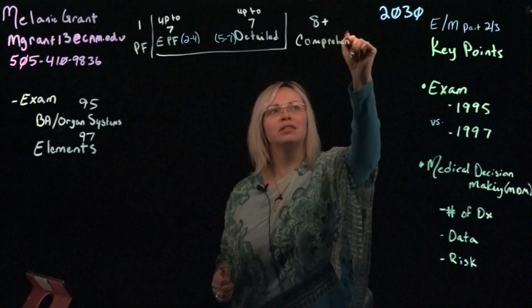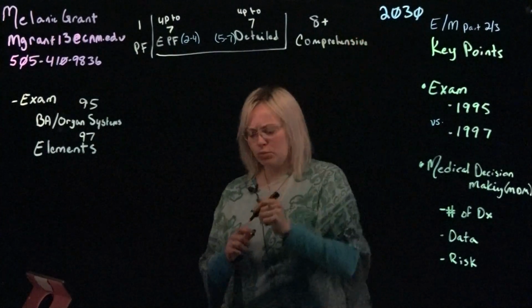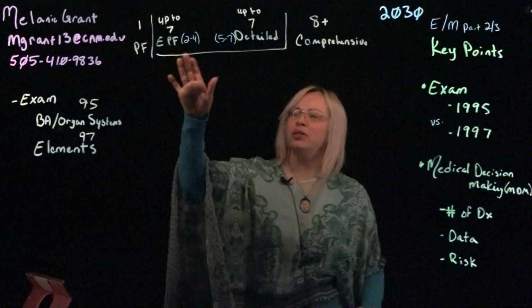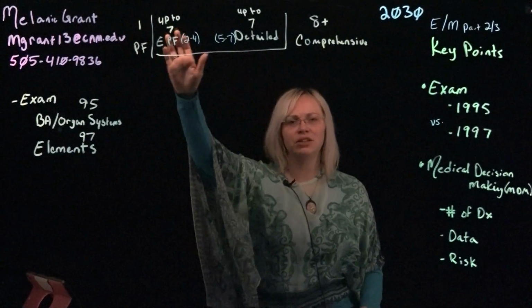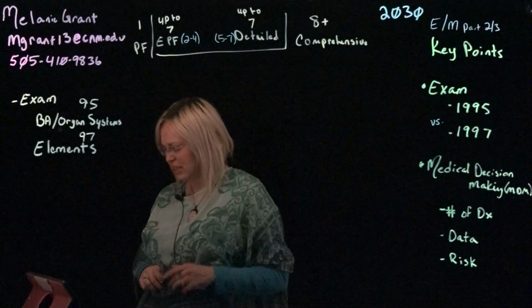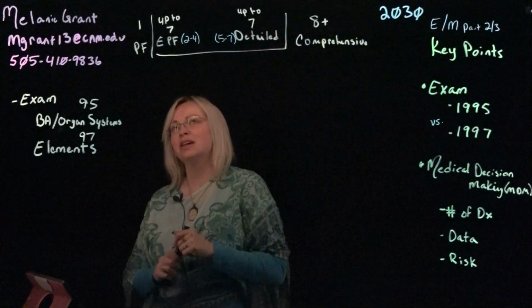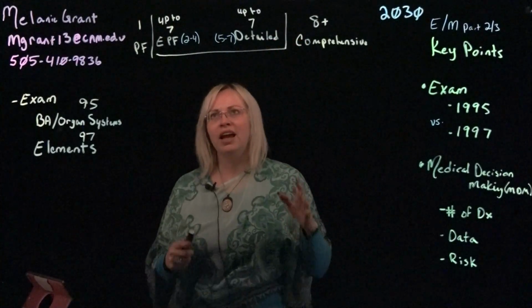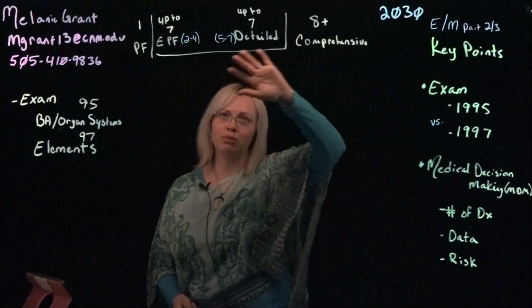Comprehensive. And you'll notice one of the most confusing areas with this is the fact that both expanded problem focus and detailed state that up to 7 body areas, systems, not body areas, up to 7 organ systems can be considered either an expanded problem focus or detailed.